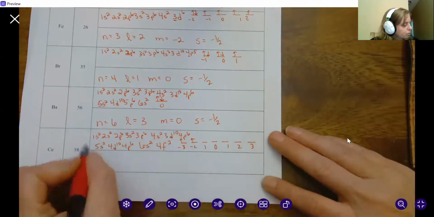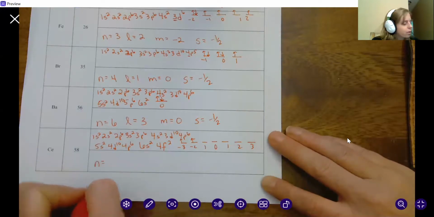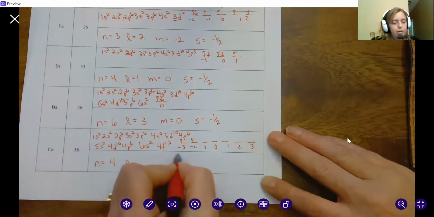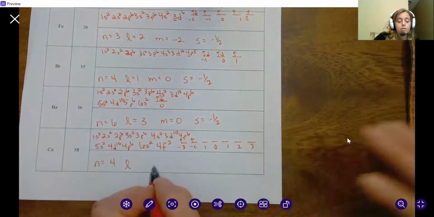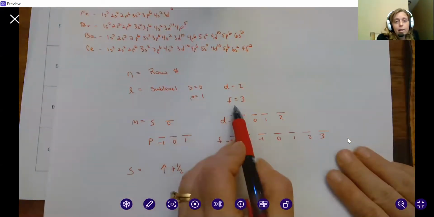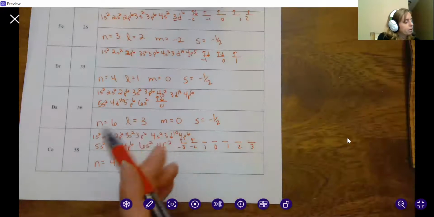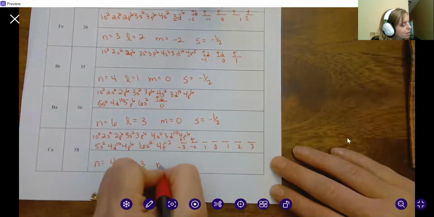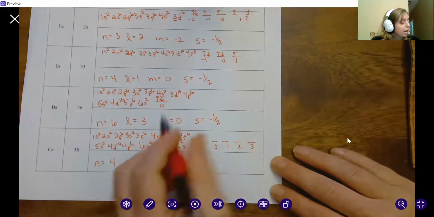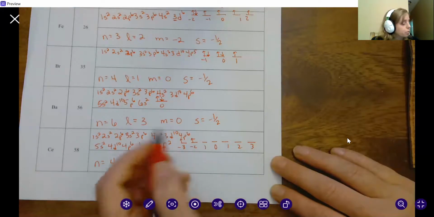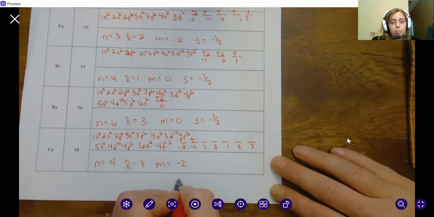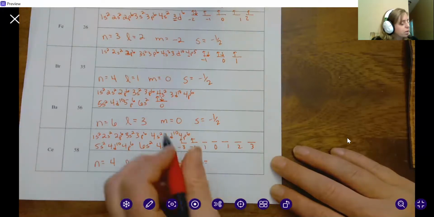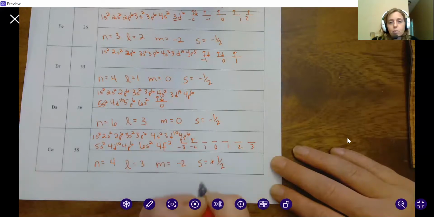Okay, so now n is the row number you stopped on. So n is going to be 4. l is the letter that I stopped in. I stopped in the f. So if I go right here, you'll see that f is 3. So l will equal 3 for that. m is what is the last arrow I put in the blank? And that's going to be right here at -2. So m is going to be -2. And then s is what direction the arrow is pointing. It's pointing up, so it's going to be a positive 1/2.